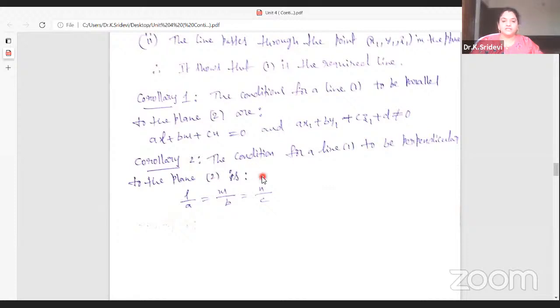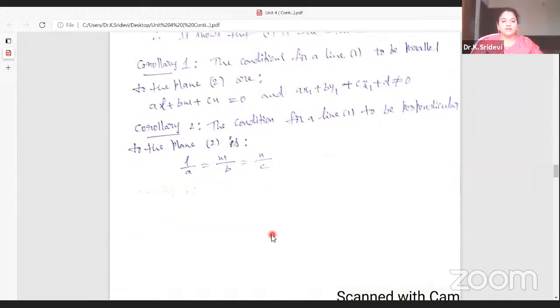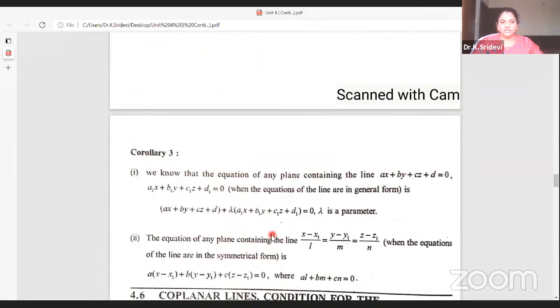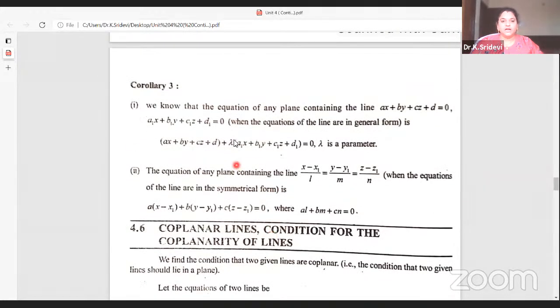Next we see another condition: the condition for a given line to be perpendicular to the given plane is l by a equal to m by b equal to n by c. Here a, b, c are direction ratios of the normal to the given plane, and l, m, n are direction ratios of the given straight line. x1, y1, z1 is the point the line passes through. So these are the conditions for a line to lie in a plane. Now we go to see another result.